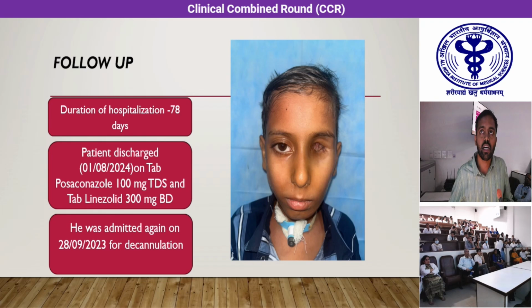So he was hospitalized for a duration of 78 days and discharged on 1st August on tablet posaconazole 100 mg thrice daily, which was continued for 3 months, and tablet linezolid 300 mg BD, which was continued for a period of 6 weeks. Post-operatively, he showed improvement, there was no progression of disease, and purulence gradually settled. He was again admitted on 28th September 2023 for decannulation.